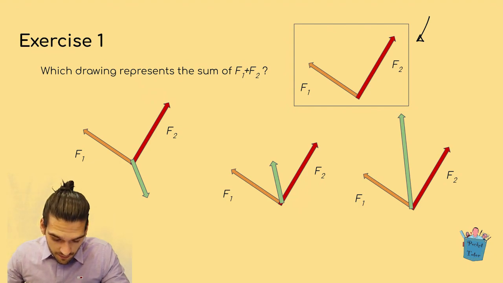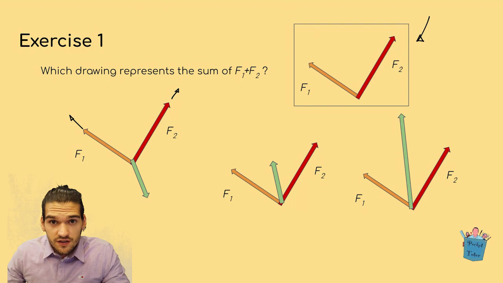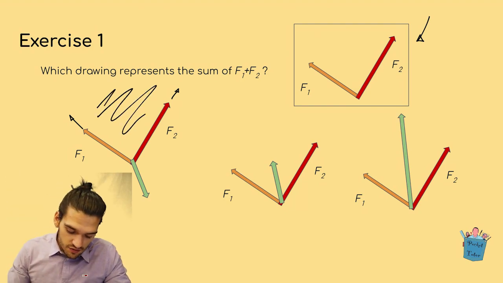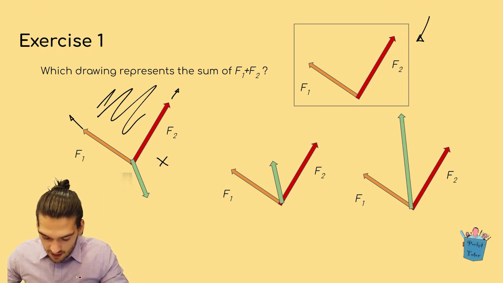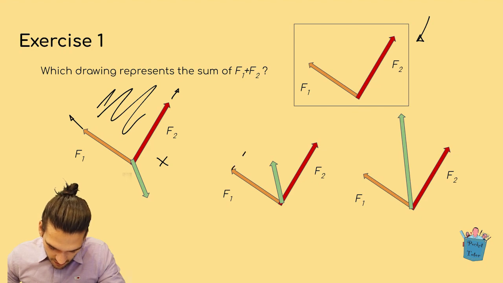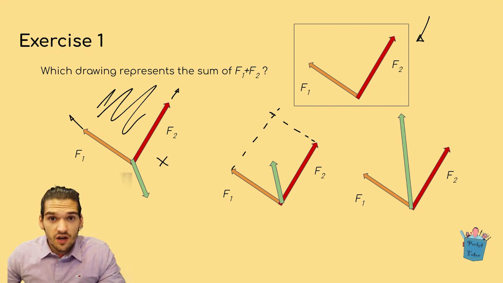Let's look at the first one. We see that the two heads of the vectors are pointing in this direction, respectively. So the sum vector must be inside this area. This means that this one is wrong. Let's look at the second one. Well, when we draw the parallelogram in this case, we can see that the head of the sum vector, the green one, doesn't lay on the vertex of the parallelogram. So also this one is wrong.